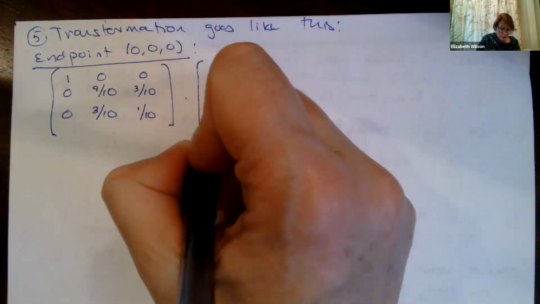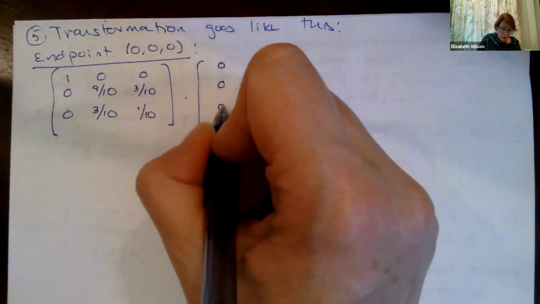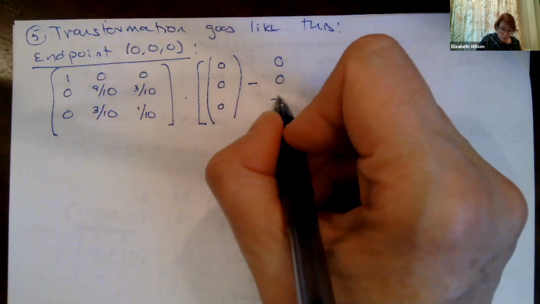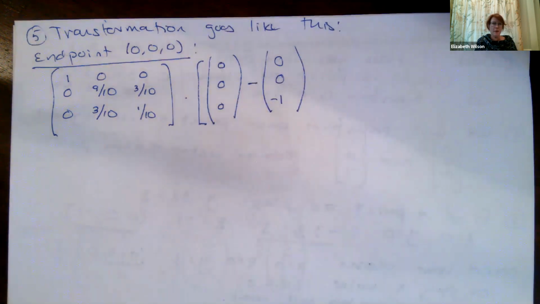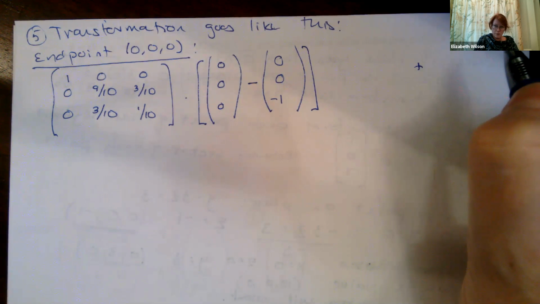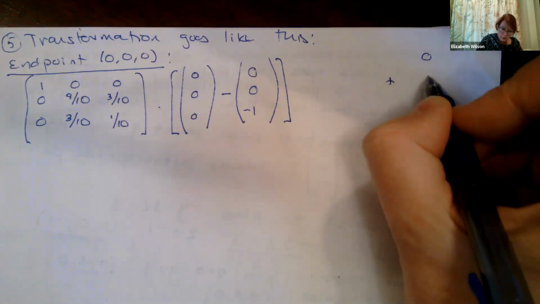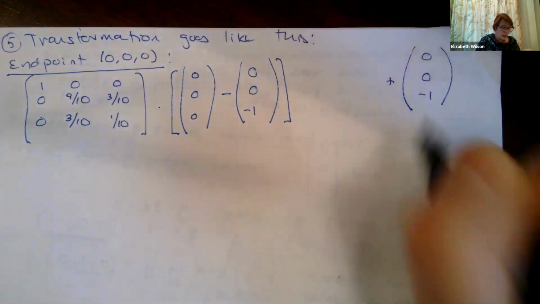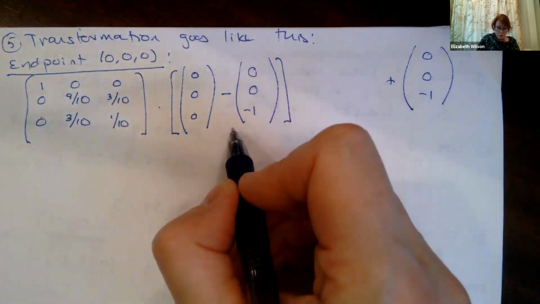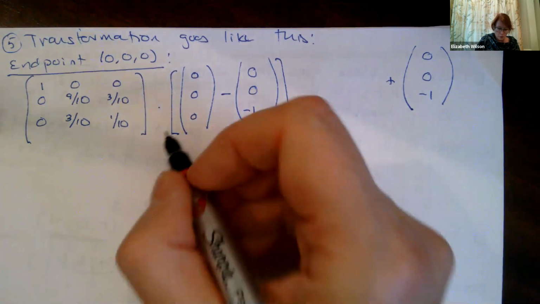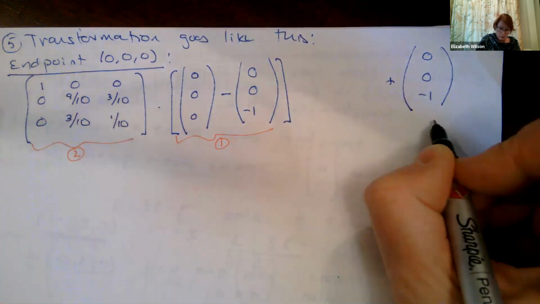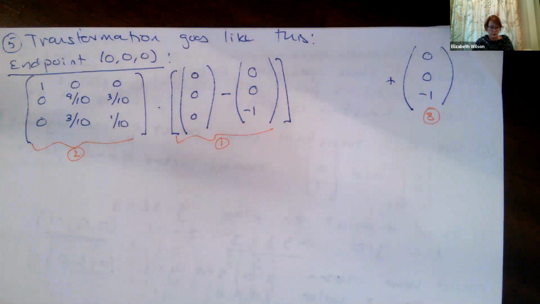Times 0, 0, 0, and I have to shift this point by this amount. Remember, this is the point that we figured out before. And then later I have to shift the world back: 0, 0, minus 1. That's just shifting the world back. That's why I put it way off to the side so I don't get confused. I do this one first, this one second, and this one third, in terms of order.